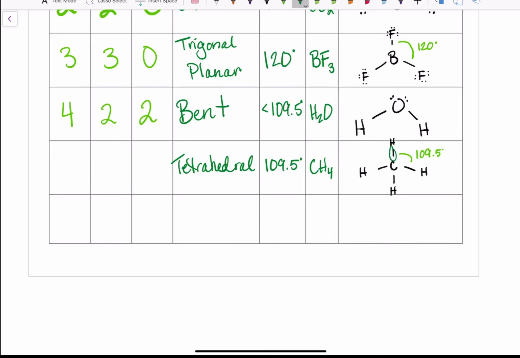Off of carbon, we have 1, 2, 3, 4 electron groups. All 4 of those are bonding, and there are no lone pairs. So we see this 4 and 4 and this tetrahedral shape.